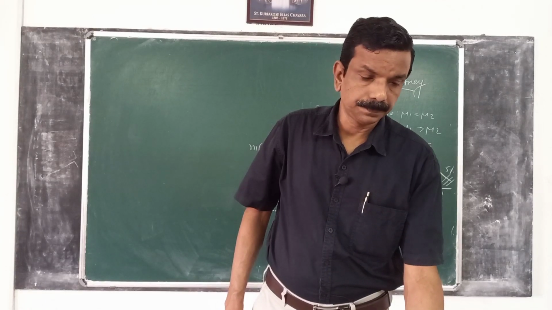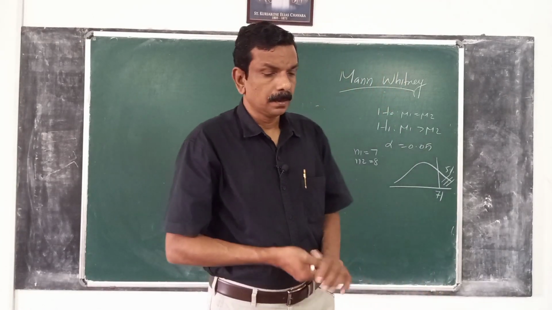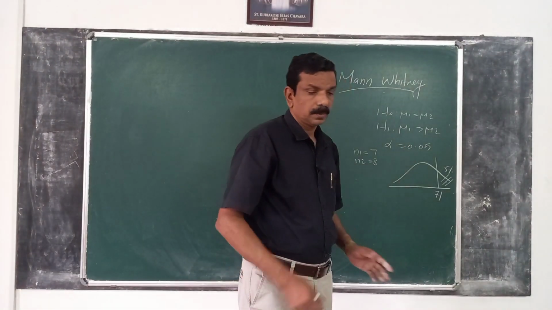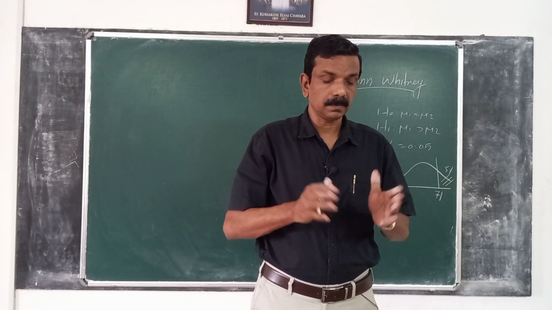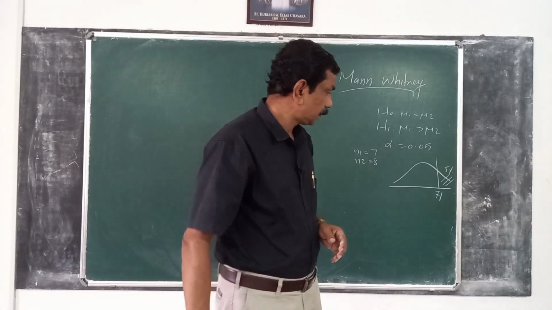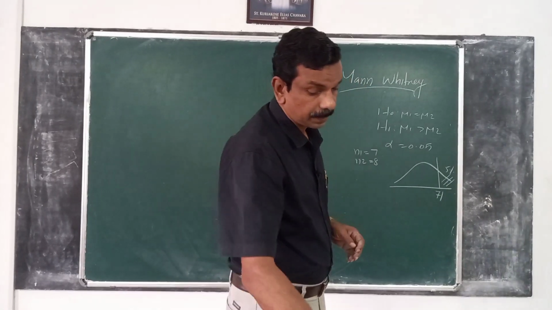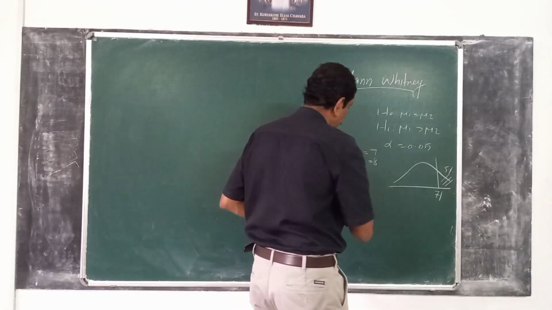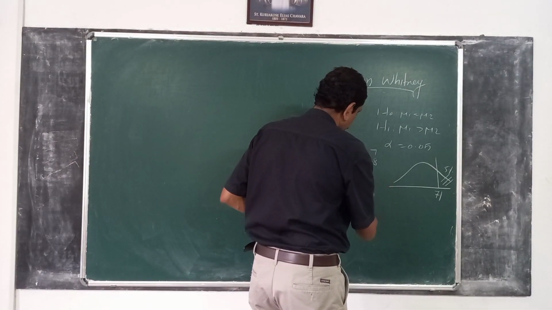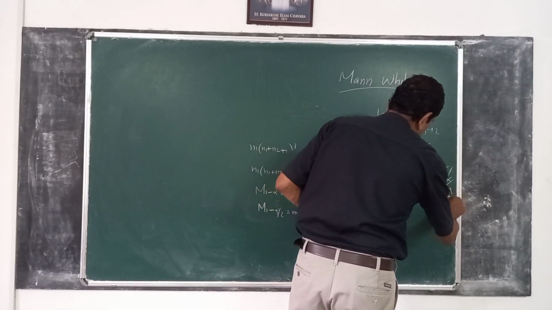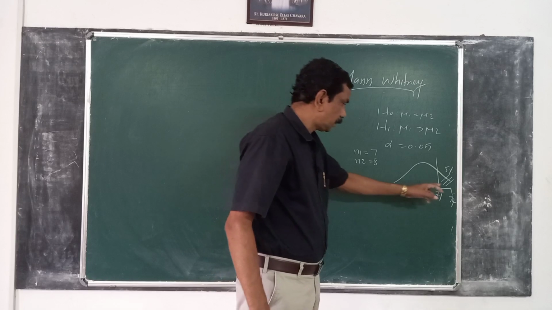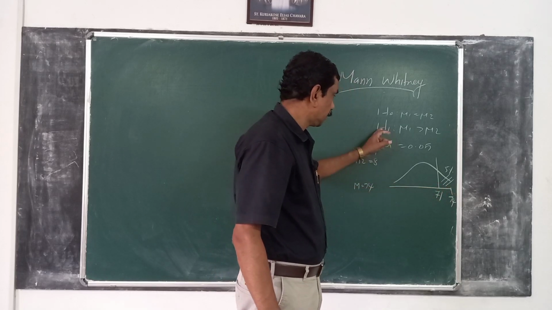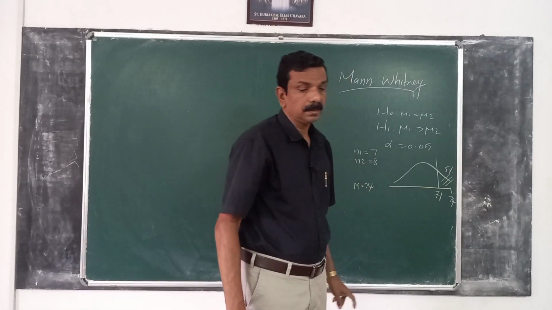So what we have to do now is compare this critical value with the value obtained from the sample. The value obtained from the sample was M equal to 74. So 74 is in the rejection region. So H0 is rejected. We will conclude that mu1 is greater than mu2.